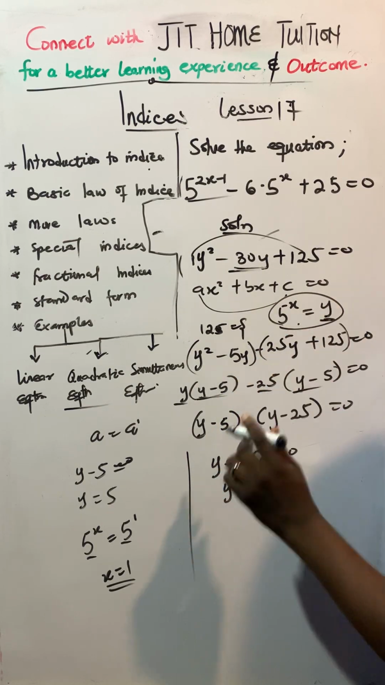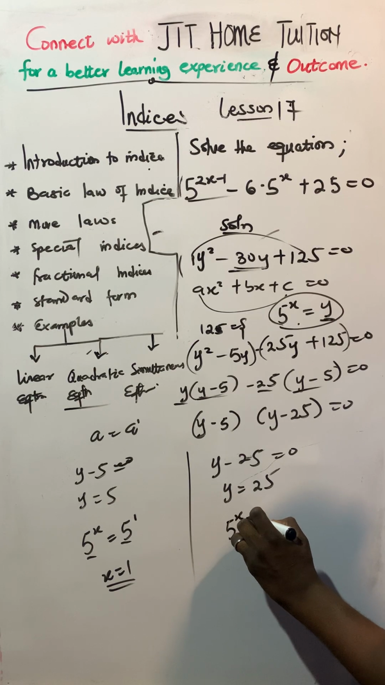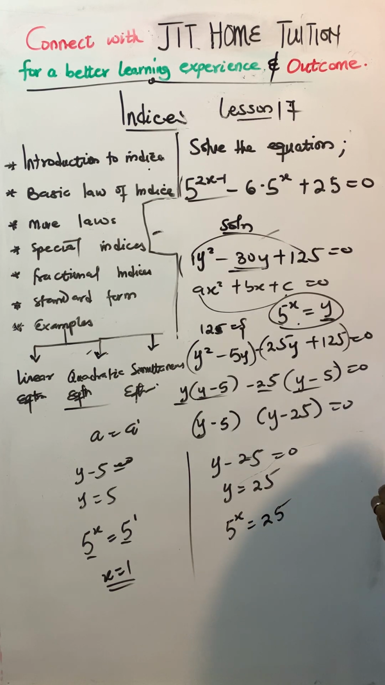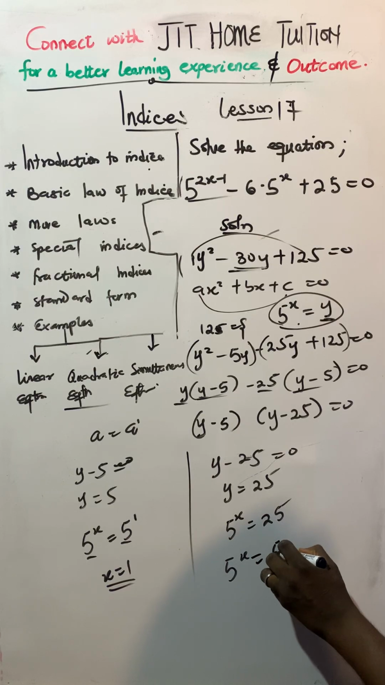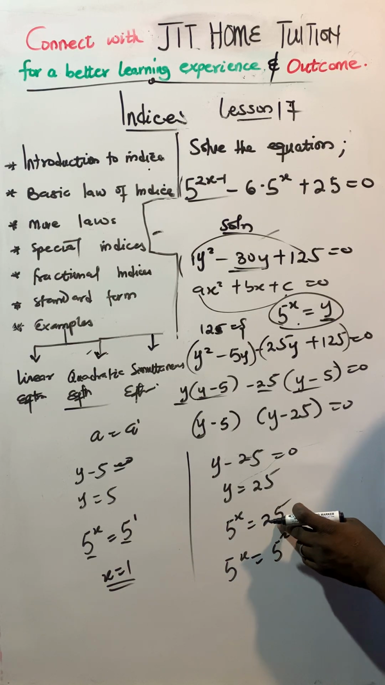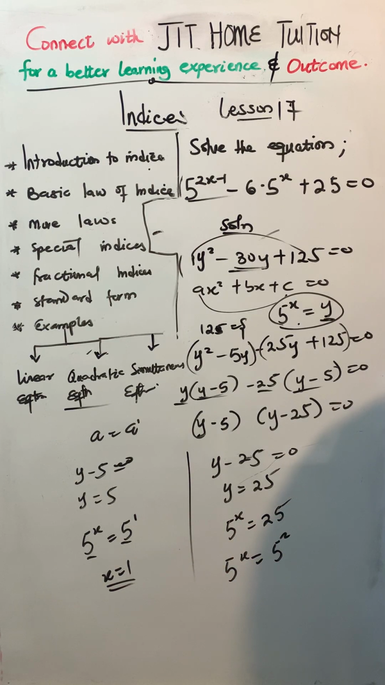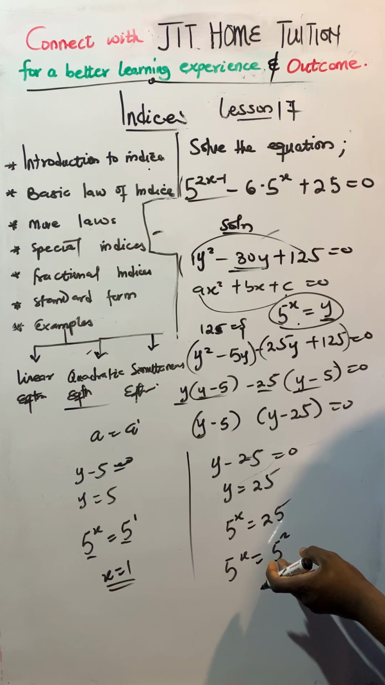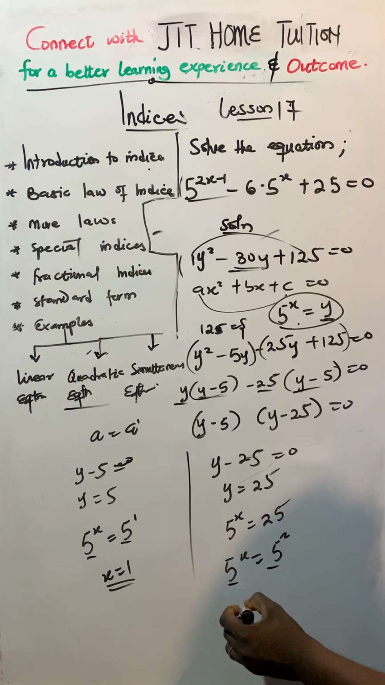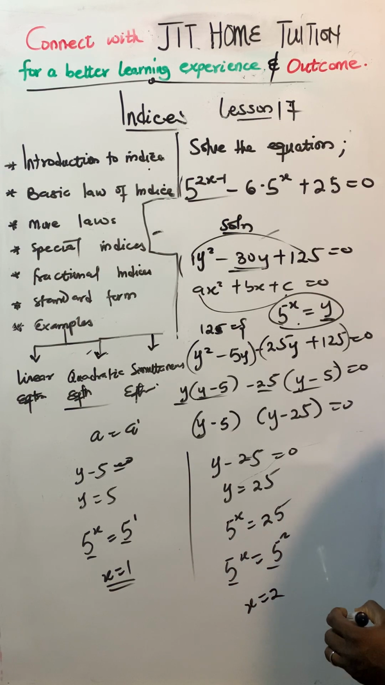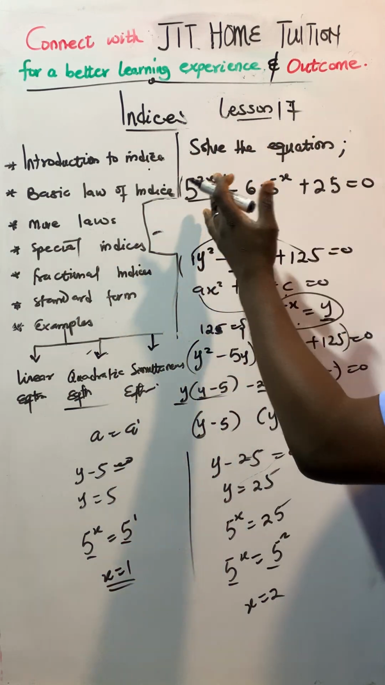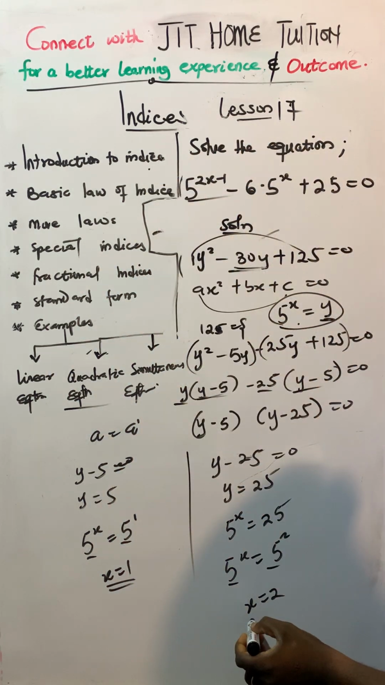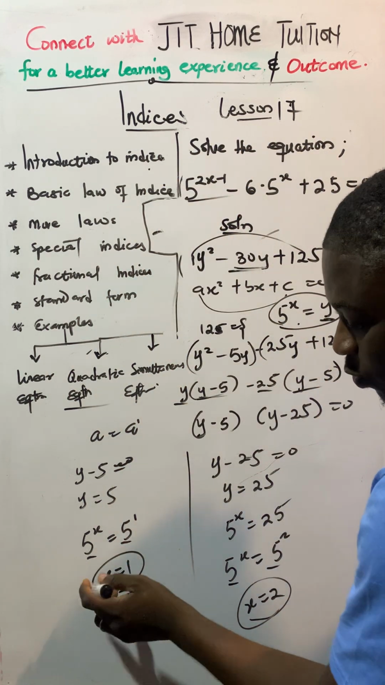Then you come to this side with the same understanding. y will be equal to 5 exponent x. So you have 5 exponent x equal to 25. So you have 5 exponent x equal to 5 exponent 2. You are changing this one to base 5. Because the bases are now the same, you equate the powers, and x will be equal to 2. So the question says to solve this. What the question meant was to find the values of what? x. And these are the values of x, which are 1 and 2.